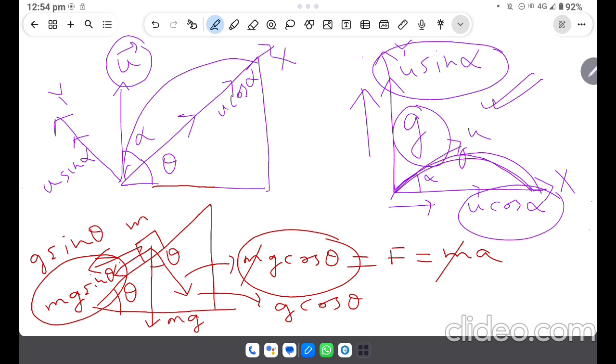Okay, now why are we doing all of this? Because the same thing is happening here also. That means here acceleration is in the downward direction, it is g.